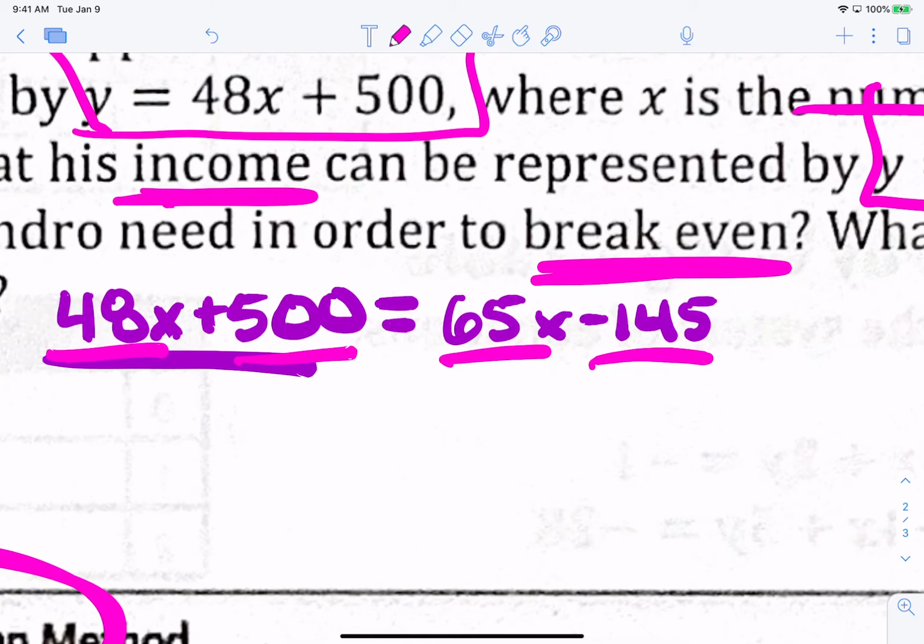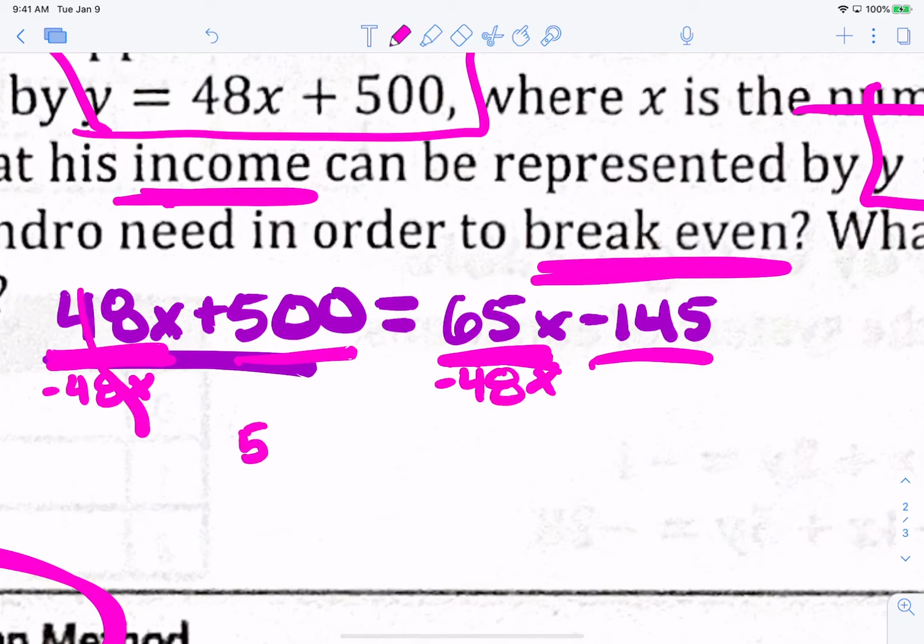So we want to get the x's by itself and the numbers by itself. So 48 and 65. Which one do you want to subtract to the other side? Which one would you like to move? Normally I have the x on the left side, but I think maybe in this case I want to subtract the 48x, because then I won't have to deal with a negative number. So I have 500 is equal to 65 minus 48 is, I don't know, 17. Help me out here. 17. Yeah. 17x minus 145.